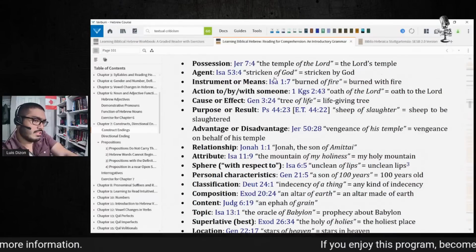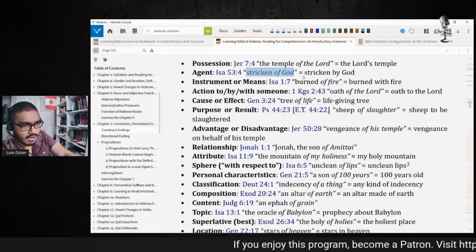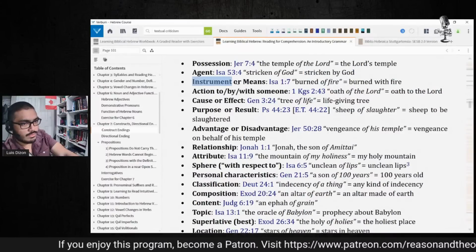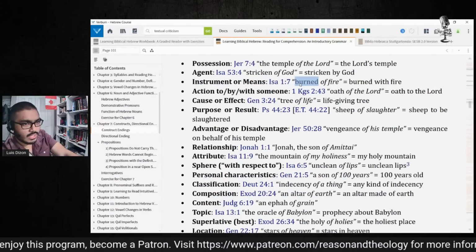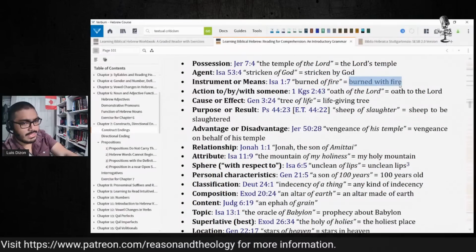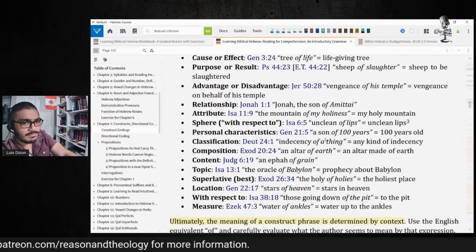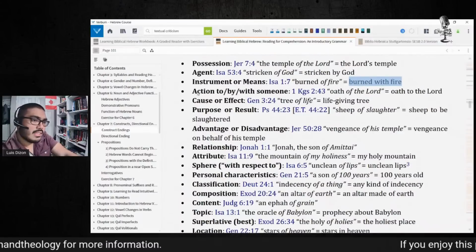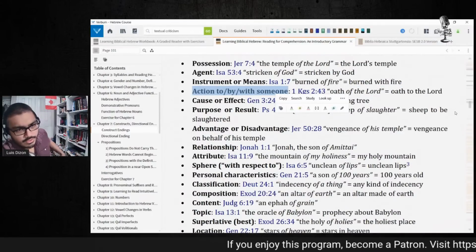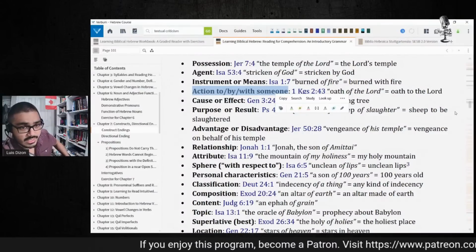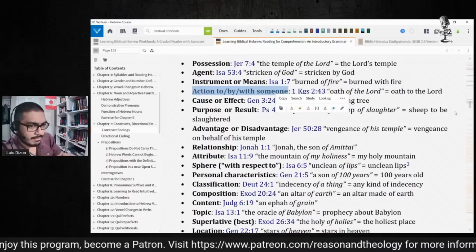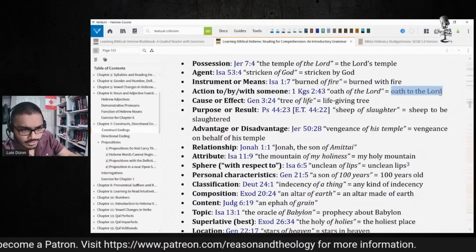So Isaiah 53 verse 4 has the phrase stricken of God, which would mean stricken by God. You have instrument or means. So Isaiah 1:7, you have burnt of fire, which really means burned with fire. And then you have action to, by, or with someone. So 1 Kings 2:43, you have the oath of the Lord. And that's not the Lord making the oath, but rather other people making the oath to the Lord.